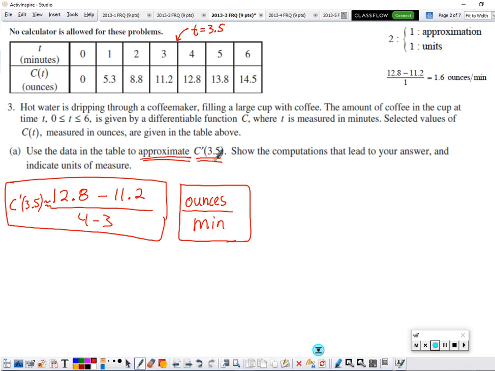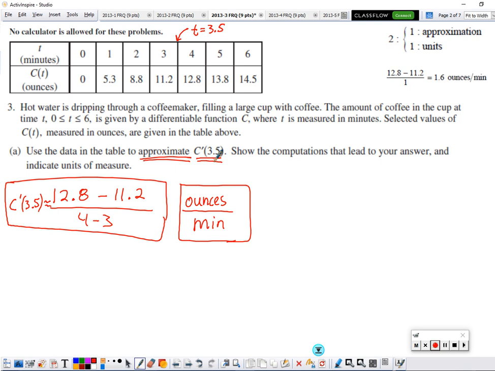Perfect. Anybody else? Please. If I have both of those boxes provided, but instead of the approximate sign I use the equal sign? I think they'll forgive you for that one. It would be better to use approximation, but I think you're okay. Jake? I have the 12.8 minus 11.2 over 4 minus 3, but I don't have the C prime of 3.5 because it's approximate. I think you'd be okay on that one. Better to always indicate what you're finding, but I think they'll forgive you too. Anybody else? Awesome.